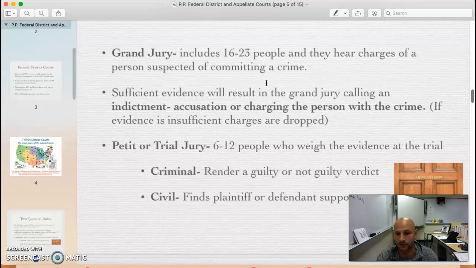Sufficient evidence will result in the grand jury calling an indictment, which means you are being brought up on charges. Remember that. If it's in bold, it's most likely on your exam. An accusation or charging the person with the crime. If evidence is insufficient, charges are dropped.